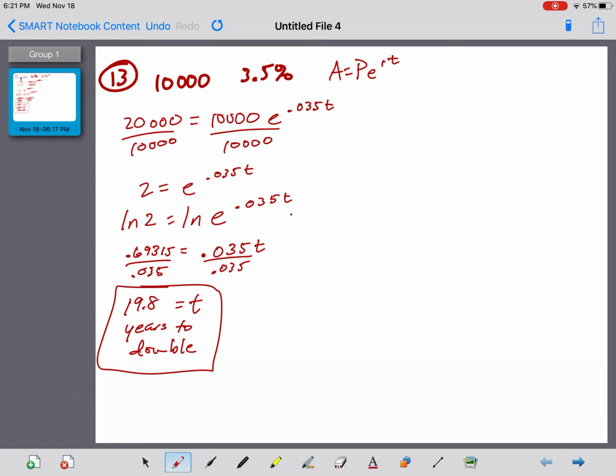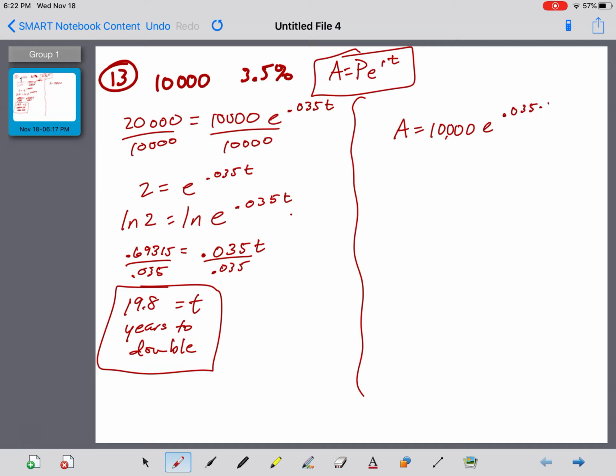And then the second part of question 13 is how much money will be in this account after 10 years. This time we're just going to use the PRT formula as it is. So amount is equal to $10,000 times E to the 0.035 times 10. So just type this all into your calculator, 10,000 times E to the 0.35 power, and it'll just spit out your answer. $14,190.68 after 10 years.